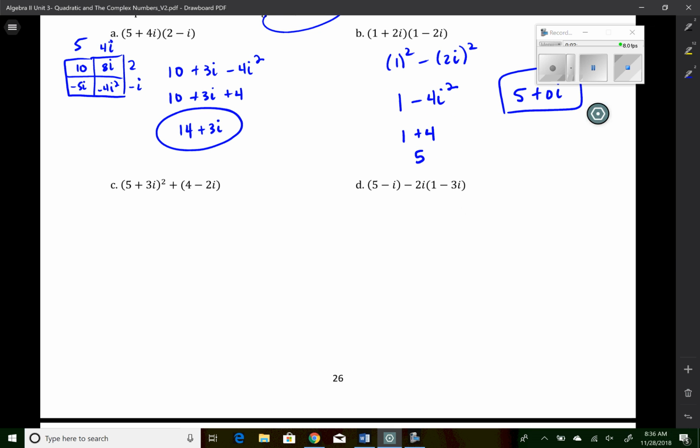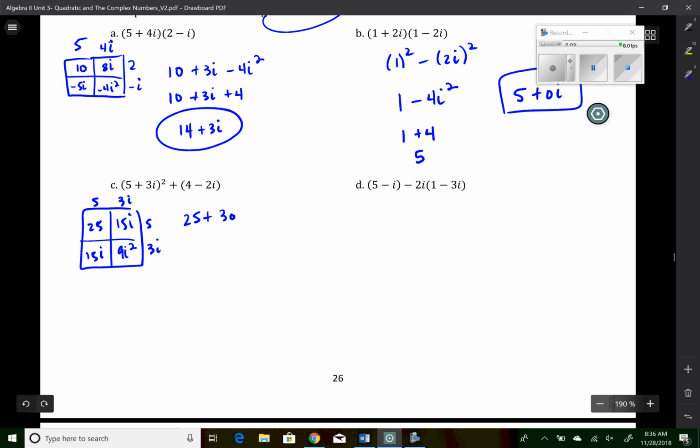For part C, if I do 5 plus 3i squared, I've got to use my boxes for that. 5 and 3i, 5 and 3i. So that's going to become 25, 15i, 15i. So then if I multiply 3i times 3i, I get 9i squared. So if I write this all out, I have 25 plus 30i, because 15i plus 15i is 30i, and then plus 9i squared. But i squared, remember, changes the sign of what it's attached to, so that becomes minus 9. Then I can combine my like terms, and I get my final answer of 16 plus 30i.